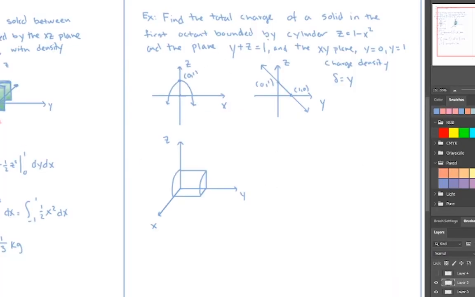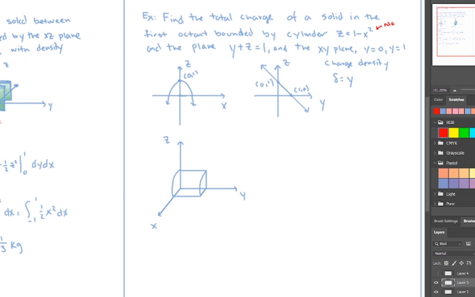So in this problem, we're asked to find the total charge of a solid, and one of the solids is this cylinder, z equals 1 minus x squared. I just want to talk briefly about how I graphed this. I graphed in the zx plane this downward facing parabola. There's the vertex of the parabola there. And then this doesn't have any value of y.